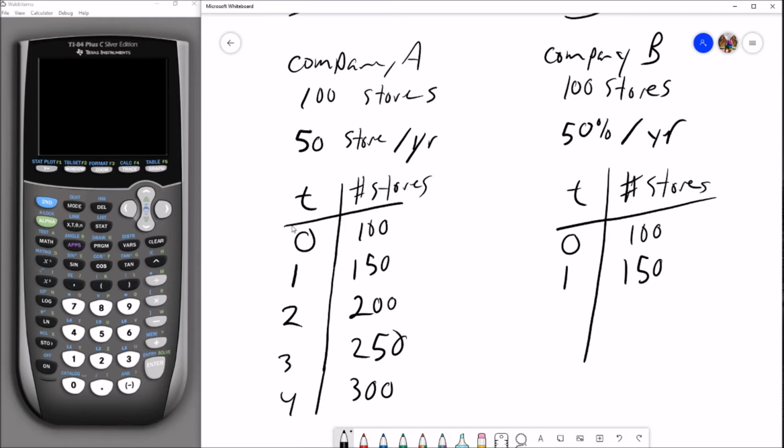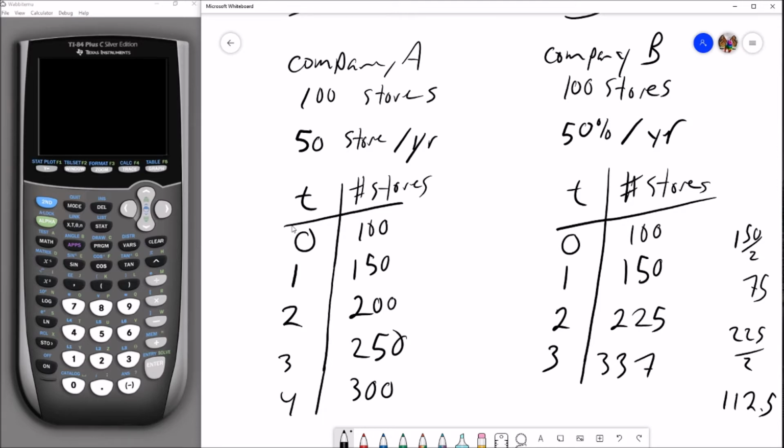But now, for year 2, since we have 150 stores, what's half of that? Well, that is 75. So we'll have 150 stores, but we're going to add 75 more. So now we have 225 stores. And 3 years later, half of 225 is 112.5. So now we're going to have 337 stores in 3 years.